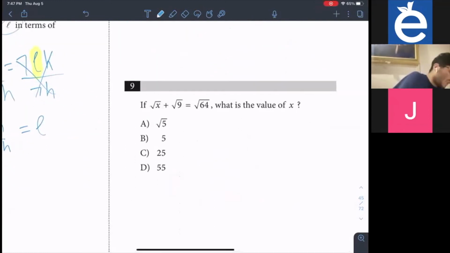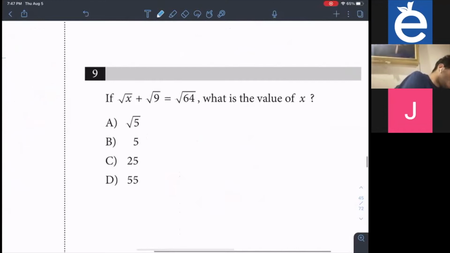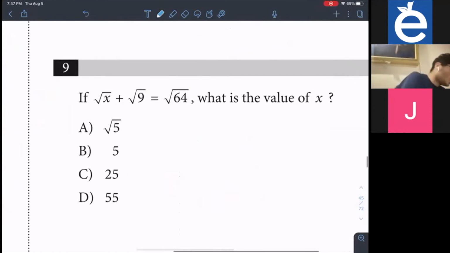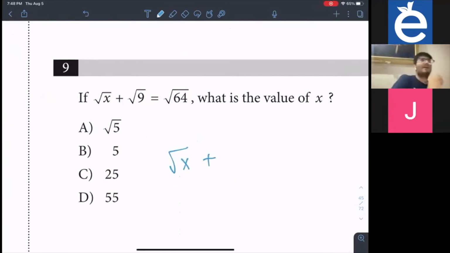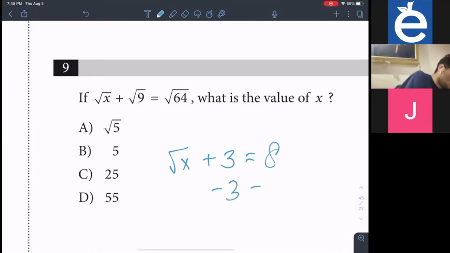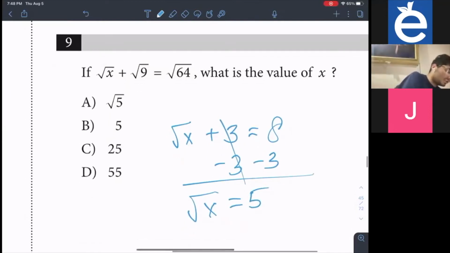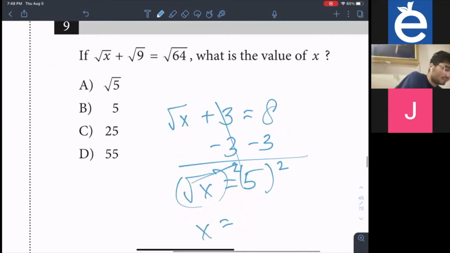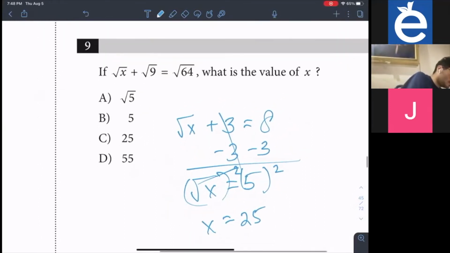Question 9. If radical x plus radical 9 is equal to radical 64, what is the value of x? So the first thing I would do is simplify what I can. So you get radical x plus radical 9, which is just 3, is equal to radical 64, which is just 8. So I can subtract the 3 on both sides to get radical x is equal to 5, and just square it on both sides to get rid of the radical. So you get x by itself is equal to 5 squared, which is just 25. And so that is our answer, choice C.